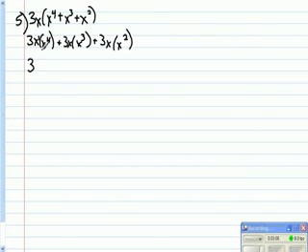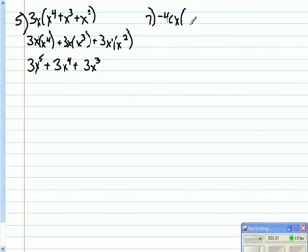3 x to the first basically times x to the fourth becomes x to the fifth, because I add the exponents. 3 is the only coefficient. x times x to the third becomes x to the fourth. 3 again. x to the first and x squared gives me x to the third. That's it.